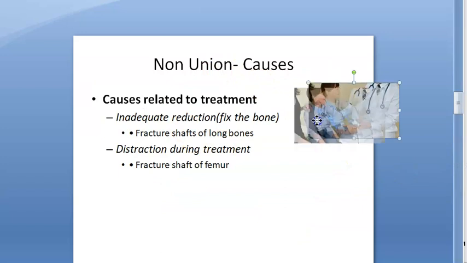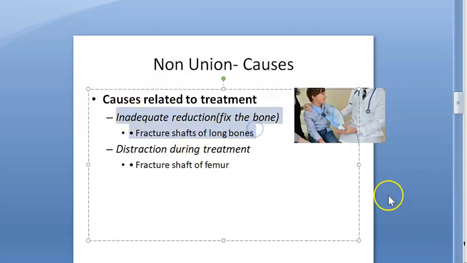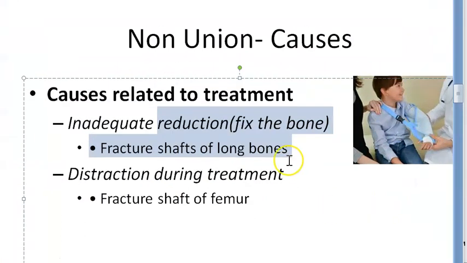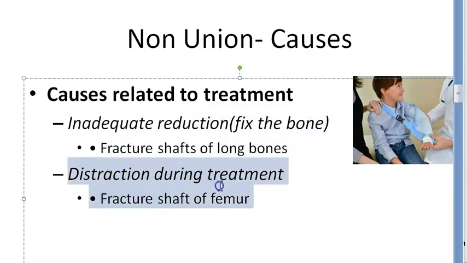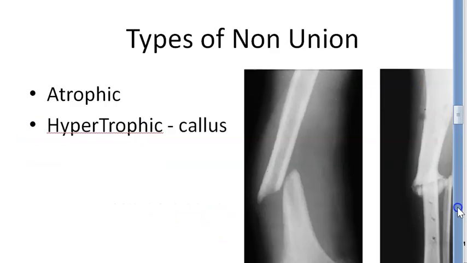Treatment related, they did not even reduce the fracture. Imagine, so many cases we get where the person just went to a quack, they put some splint or bamboo stick and they did not even reduce the fracture. So the two parts are not at all in alignment. So how will the union happen, isn't it? And even during the treatment there could be a distraction. Pulled away, that's what we are saying, pulled away, distraction.